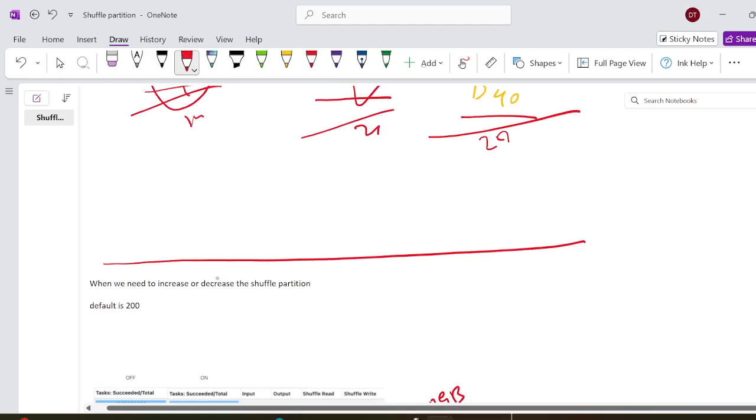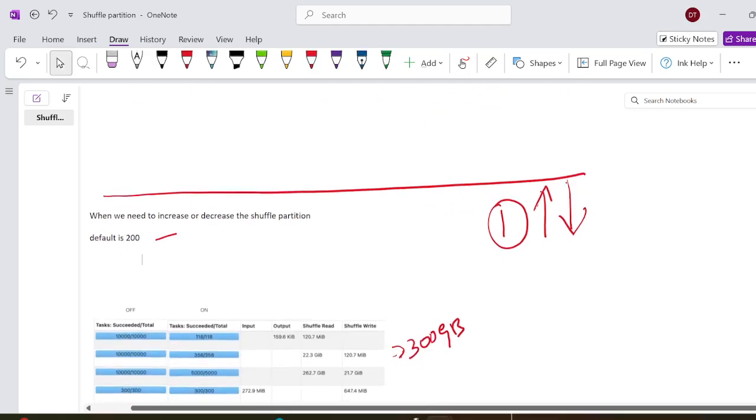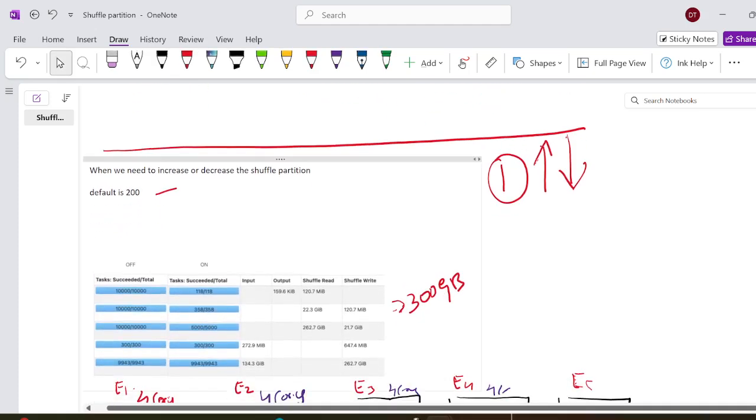Okay, so in what scenario can we increase the shuffle partition, and in what scenario do we need to decrease it? We cannot always do transformations with the default partition. Based on the requirement, we need to increase or decrease the shuffle partition. Whenever you do joins or group by, we will see the shuffle in Spark.